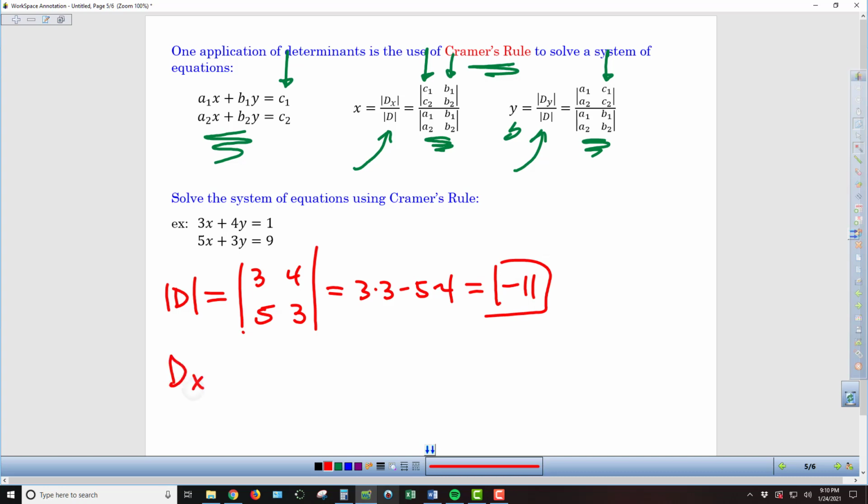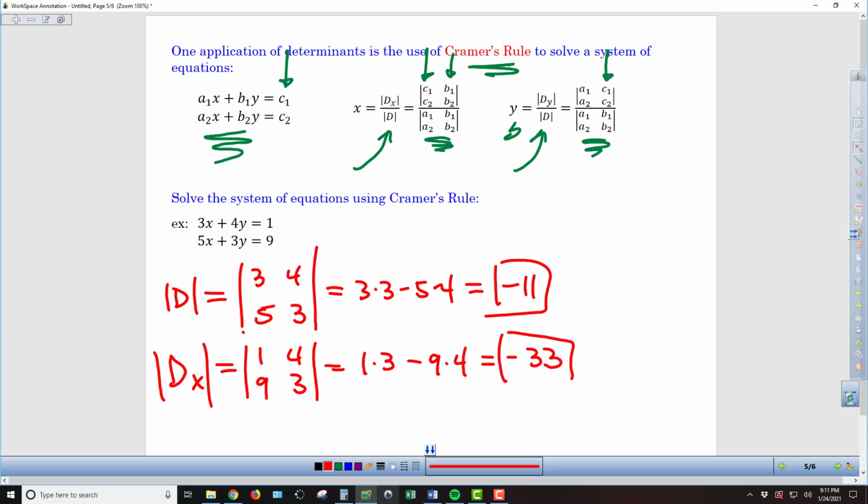For D sub x, we're going to take those coefficients that are in front of the x and replace them with the constants on the other side of the equation. So I've got 1 and 9, but then I'm going to keep those y coefficients, 4 and 3. So I've got 1 times 3 minus 9 times 4. So the value of D sub x in this case is 3 minus 36, so negative 33.